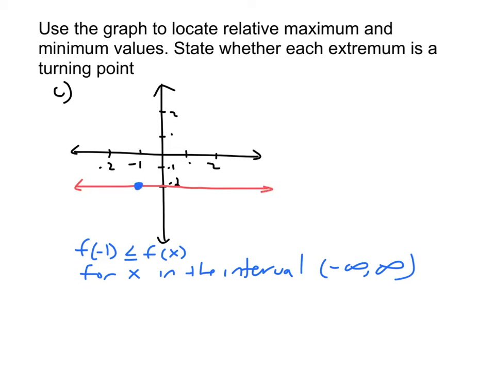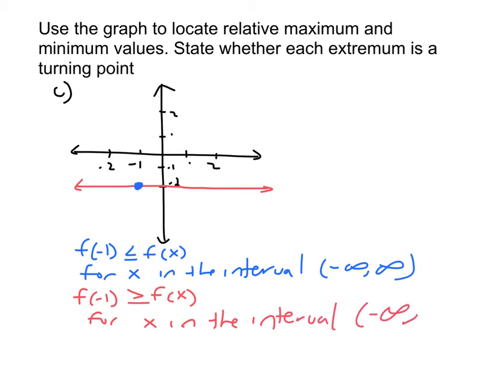So when x equals 1, y is -2. When x equals anything, y is -2. So this is the equality in this. So f of -1 is less than or equal to f of x, regardless of what x is. Well, that's the definition of a relative minima. We also know f of -1 is greater than or equal to f of x for x in the interval negative infinity to infinity. This is the definition of relative maxima.